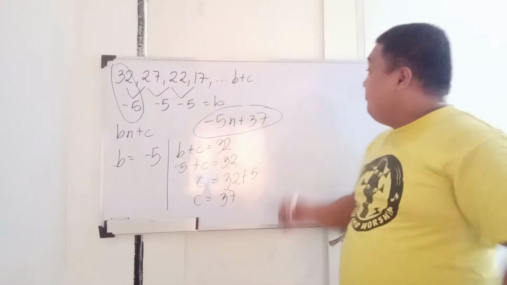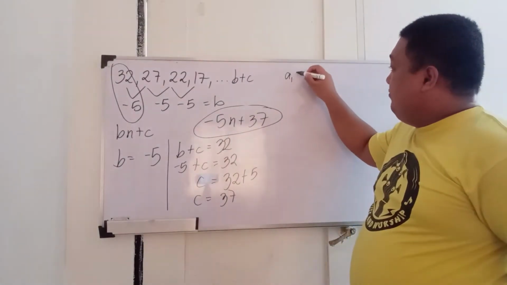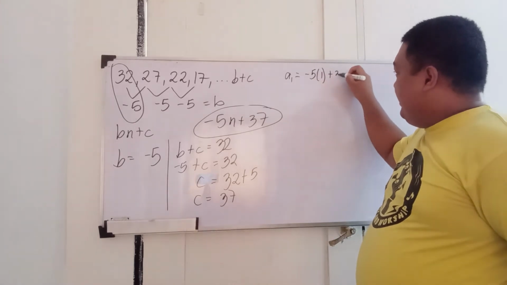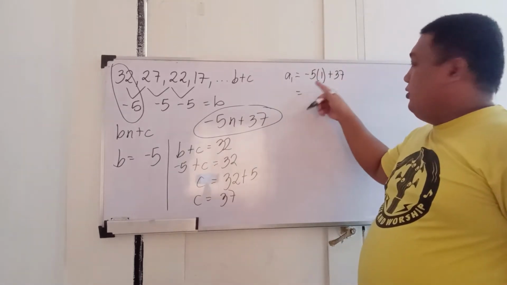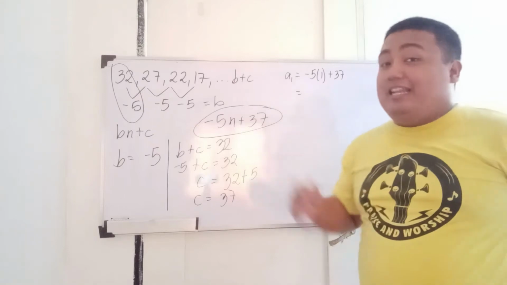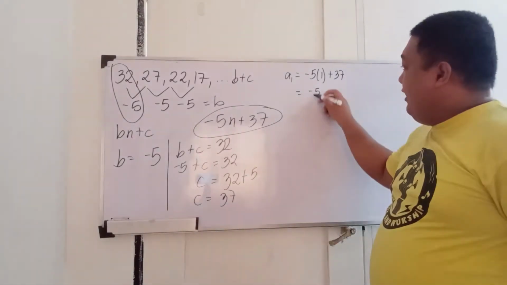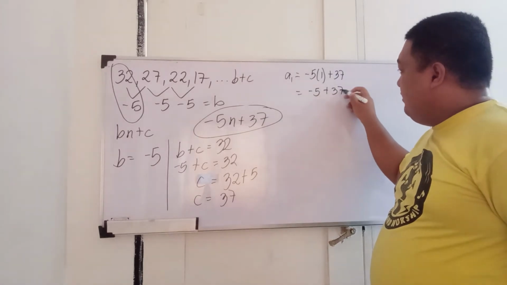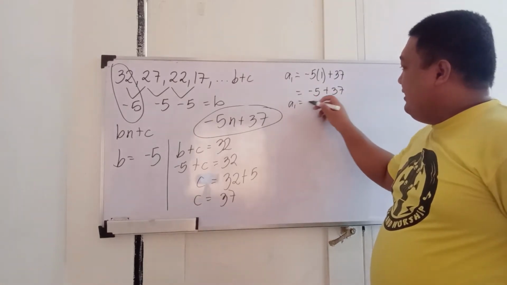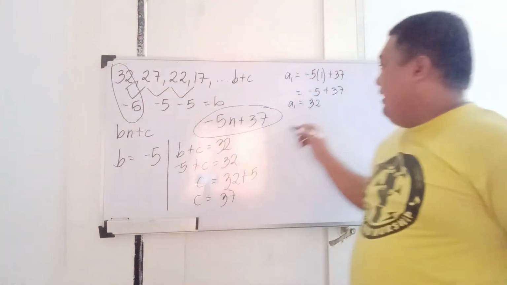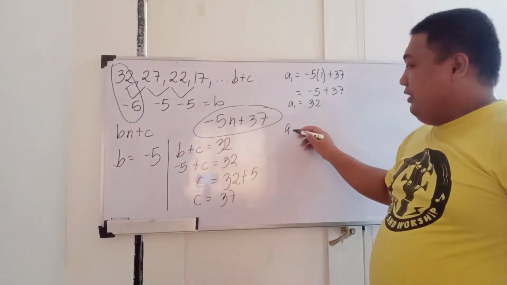Let's try. So, a sub 1 is negative 5 times 1 plus 37. Negative times positive, multiply natin yan, magiging negative. Negative 5 times 1 is negative 5, plus 37. So, a sub 1 is 32, which is this one. Okay, check. Next, try naman muna natin yung a sub 3.